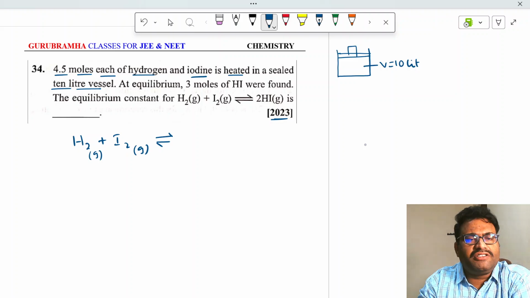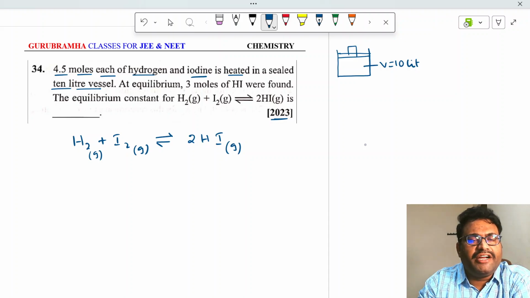At equilibrium, that means this reaction is a reversible reaction. After the reaction has started, products are formed. What is the product? HI. After the formation of the product, again this product undergoes the backward reaction to form H2 and I2. After a certain time, equilibrium is obtained. Initially, what are the reactants? Hydrogen and iodine. There is no product, HI.